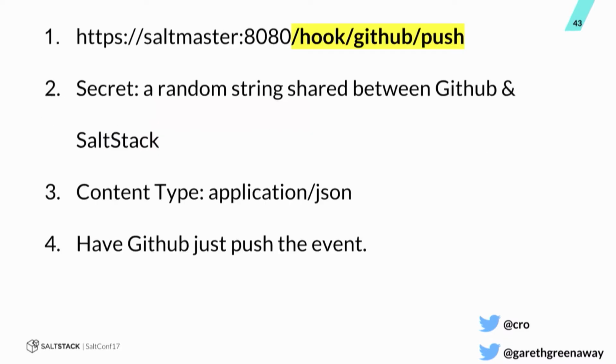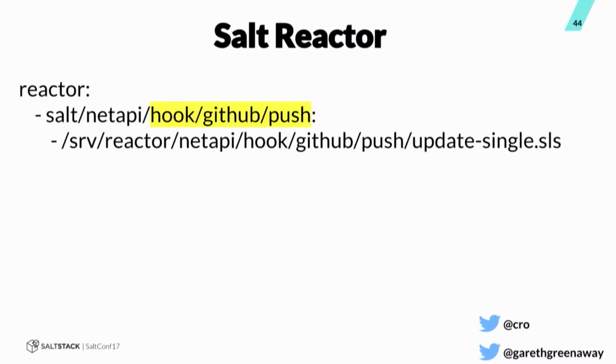Okay, so there's an example of us setting up the reactor, and we'll actually look at these a little more in depth as much time as I have. In this case, we're reacting on the Salt Net API hook GitHub push event, and then we're running the SRV reactor net API hook GitHub push update-single.sls.